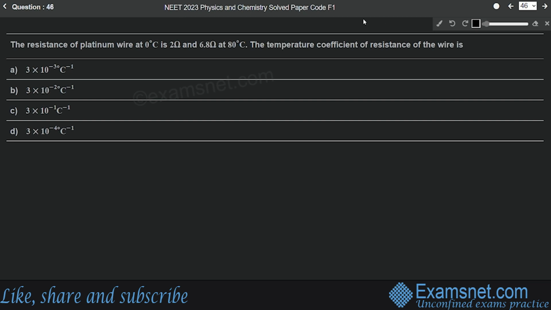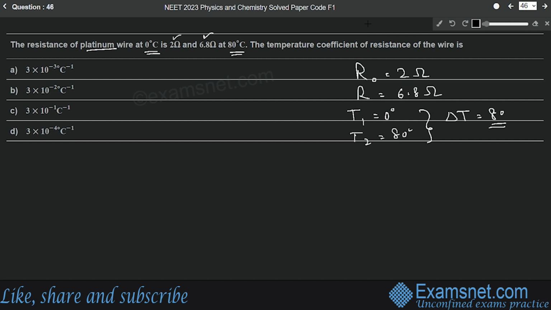Now question number 46 is from the chapter current electricity, and the question is: the resistance of a platinum wire at 0 degrees Celsius is 2 ohm and 6.8 ohm at 80 degrees Celsius. The temperature coefficient of resistance of the wire is? So the resistance at 0 degrees Celsius, that is R0, is 2 ohm, and the resistance at 80 degrees Celsius, that is R, is 6.8 ohm, right? Then we have T1 0 degrees Celsius and T2 80 degrees Celsius. So what will be the delta T? That means change in temperature. It will be 80 minus 0, that is 80.